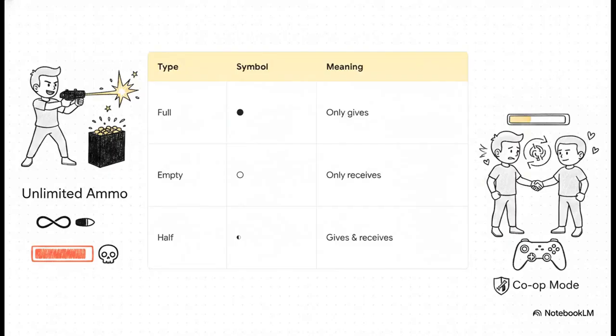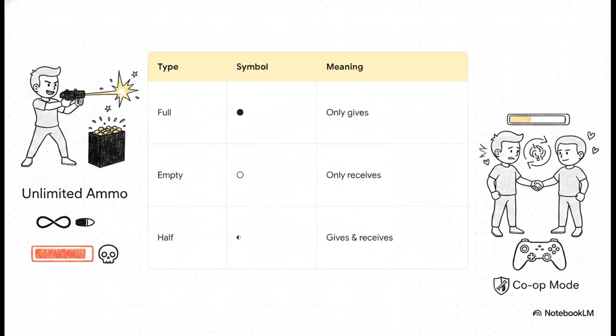Now, let's look at the entities involved in these interactions, which are represented by circles or vertices. I actually love using a video game analogy here because it hits the nail right on the head. A full vertex, the solid black circle, means the entity only gives or acts. It's like having unlimited ammo, but you're not taking any feedback or receiving anything back. Then you have the empty vertex, the blank circle. This entity only receives or suffers. Think of a totally empty health bar. They literally cannot give anything back.